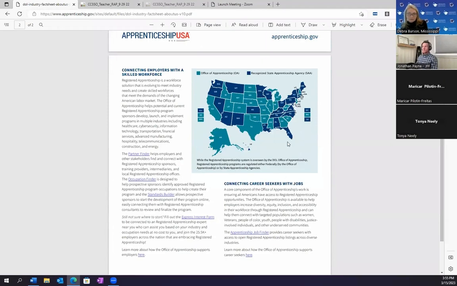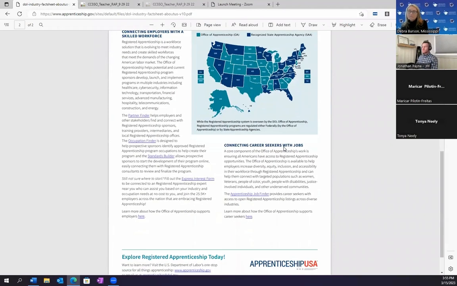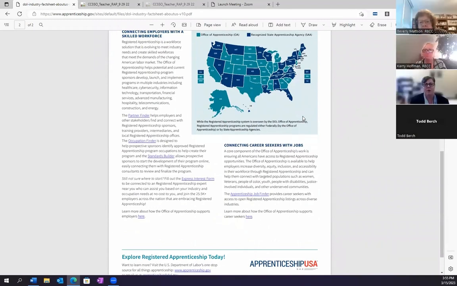And I want to be sure that people understand that there are two divisions of apprenticeship programs. There are those programs that are run by the federal government, and those are identified in green as Office of Apprenticeship. And then there are those that are recognized state apprenticeship agencies, and those are recognized on this map in blue. The only real difference is that the ones in blue are run by the state registration agency.